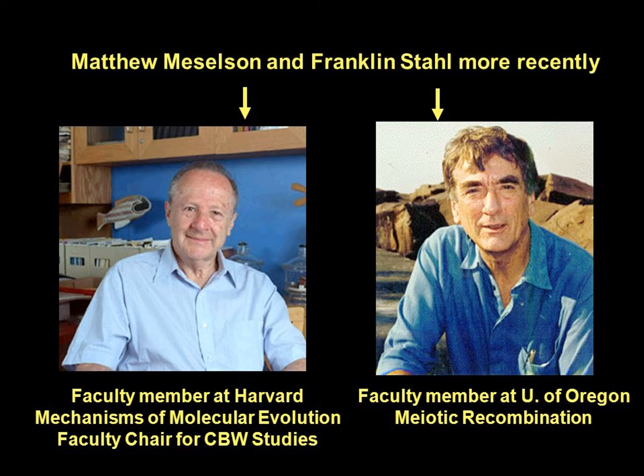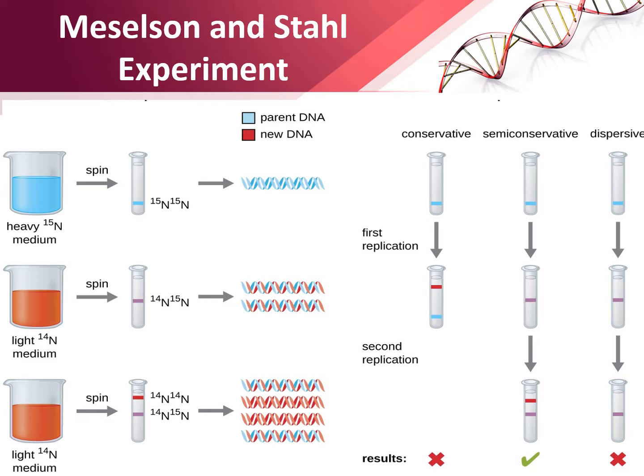Matthew Meselson and Franklin Stahl devised an experiment in 1958 to test which of these models correctly represents DNA replication. The Meselson and Stahl experiment. They grew the bacterium E. coli for several generations in a medium containing a heavy isotope of nitrogen, nitrogen-15, that was incorporated into nitrogenous bases and eventually into the DNA. This is labeled the parental DNA.